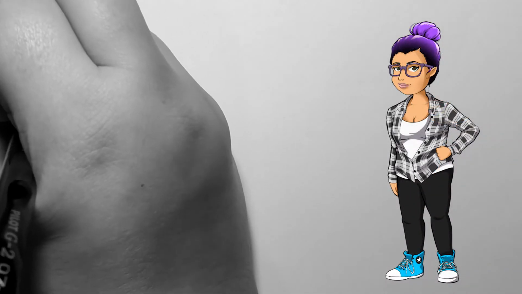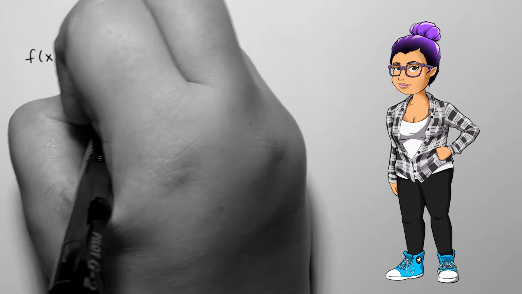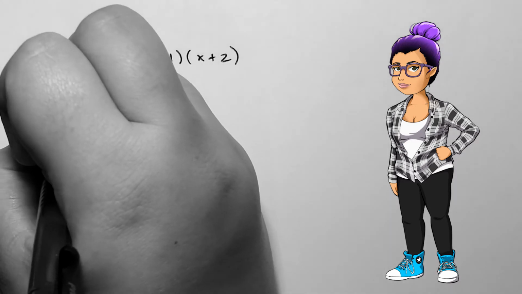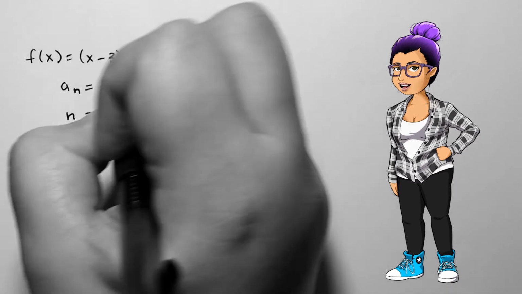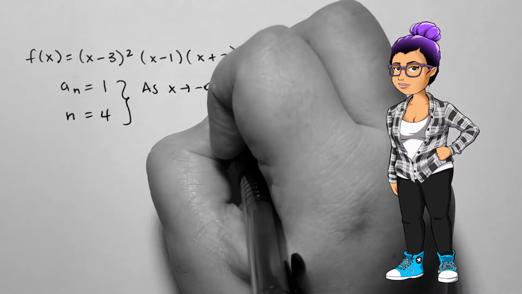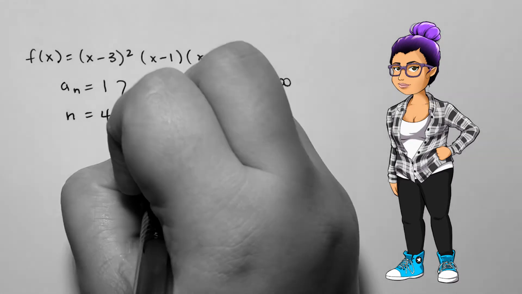Say we have the fully factored polynomial function f of x equals (x minus 3) squared times (x minus 1) times (x plus 2). This function has a leading coefficient of positive 1 and a degree of 4. Both ends of the graph will have outputs going towards positive infinity.